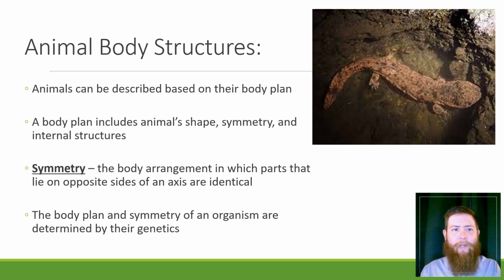When we talk about animals, we can describe them based on their body plan. And body plan is kind of an animal's shape, its symmetry, and the structure of its internal organs. Symmetry is the body arrangement in which parts of the body that lie on opposite sides of an axis are identical. In this giant Japanese salamander here, you can cut him in the middle, and he's got half on one side, half on the other. He's got one leg on each side. He's got eyes on each side, teeth, and all of that. The body plan and the symmetry of an organism are determined, of course, by its genetics and appear in its development.